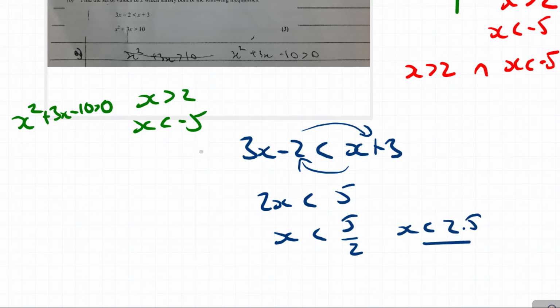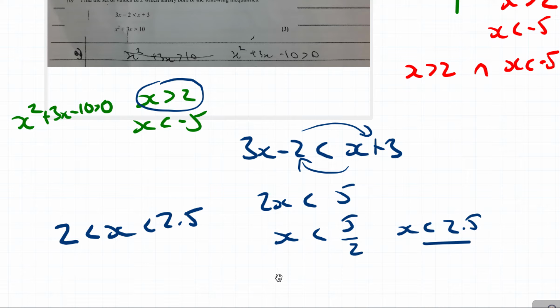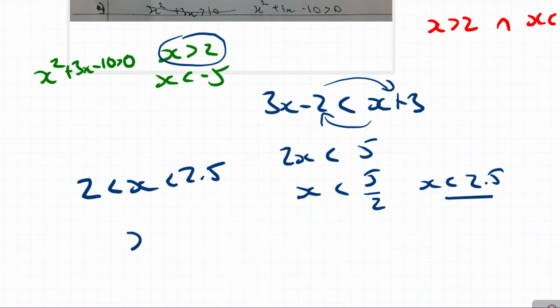So from here we've actually got two inequalities again. So here we know from the first one that x is greater than 2 and x is less than 2.5. So we can write that as saying x must be between 2, because it's greater than 2, but it can't be any bigger than 2.5. But also x can be less than minus 5, because that fits into our one. So x is less than minus 5.